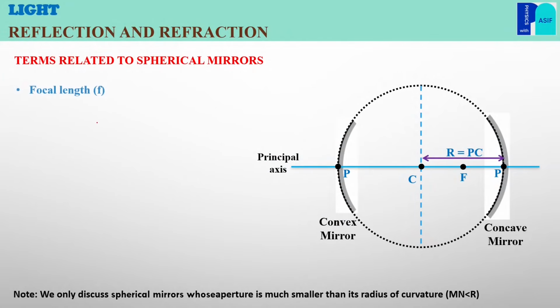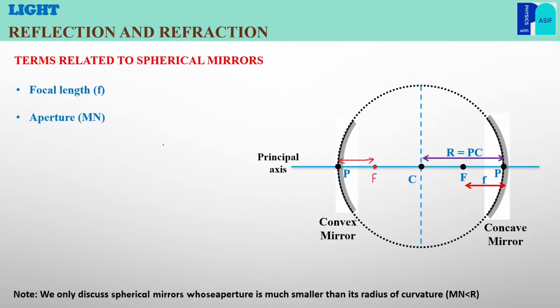The next term is the focal length. The focal length is the distance between the pole and the principal focus of the spherical mirror. In the case of a concave mirror, it is the distance between these two points, F and P. This is the focal length of the concave mirror. And in the case of a convex mirror, if this is the principal focus, then the focal length will be the distance between P and F.